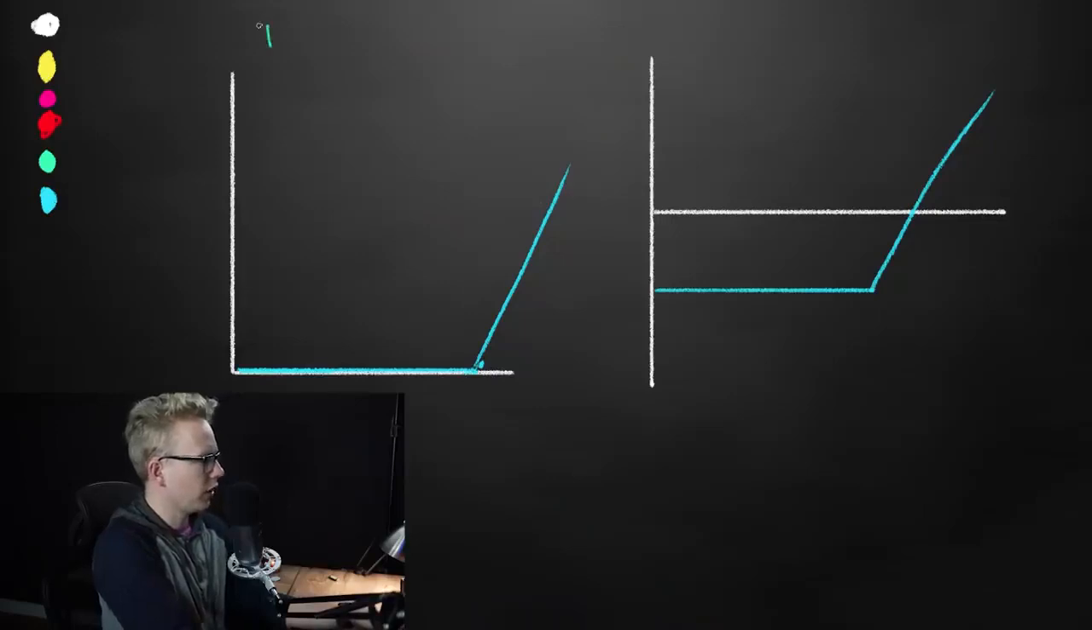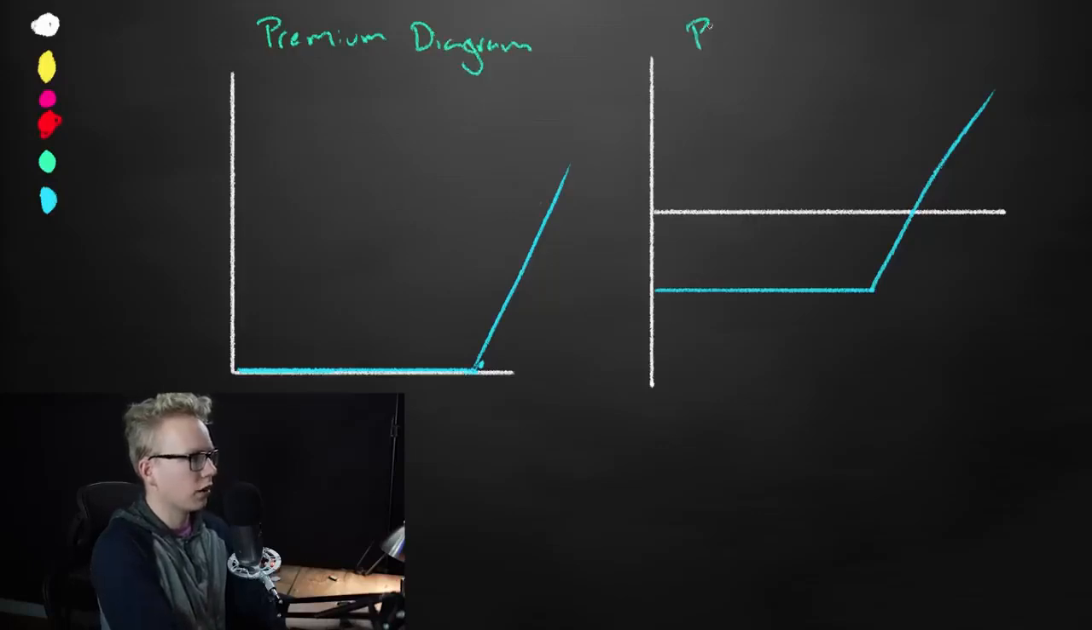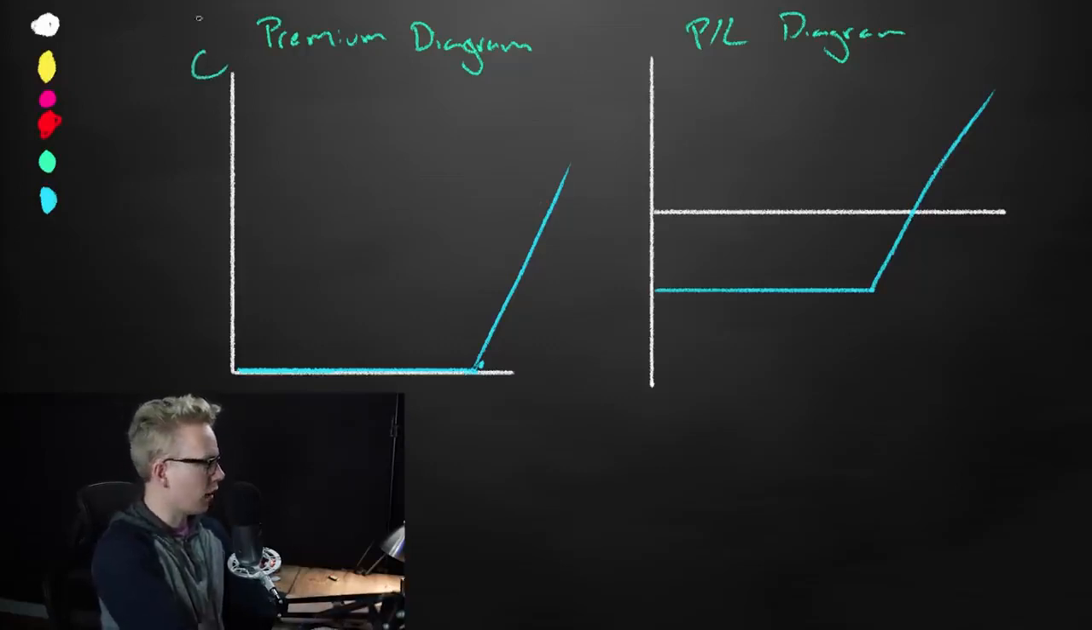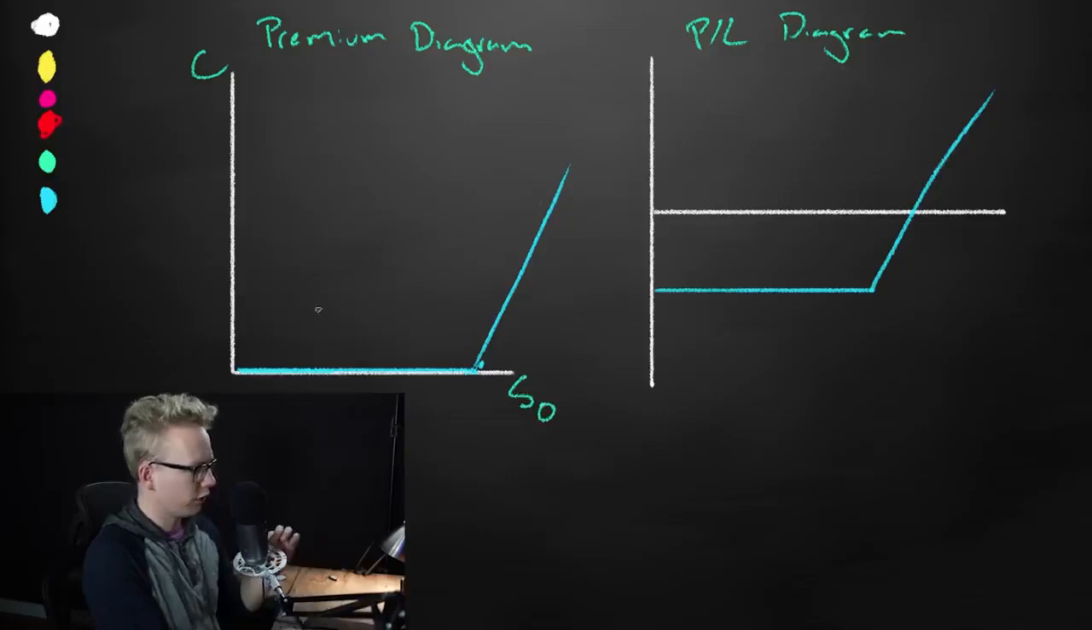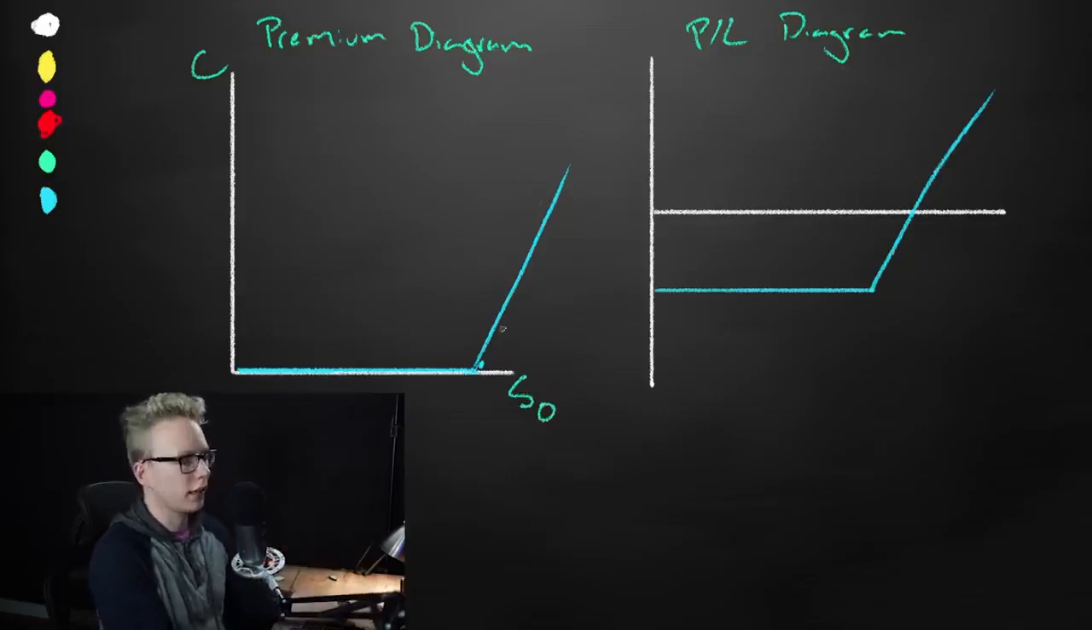On the left here, we have a premium diagram. It's a diagram of premium. It's not like a very fancy diagram. And on the right, we have a profit loss diagram. So on the left side, this y-axis is going to be premium, and we're talking about calls. So it's going to be call premium, and that's going to be denoted as C. So we have call premium on the y-axis, and then on the x-axis, we have stock price, and we're going to denote that as S sub 0. So essentially, this blue hockey stick looking guy is your call premium given different stock prices.